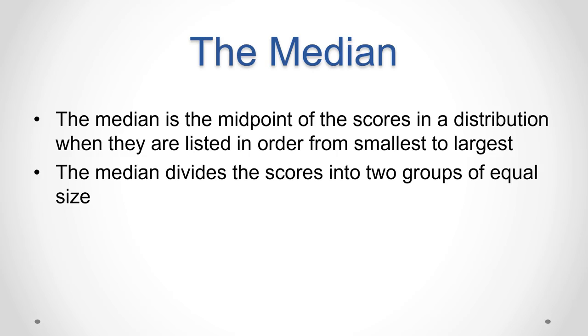Step 3, if the number of observations is odd, then the median is the data value that's exactly in the middle of the data set. Step 4, if the number of observations is even, then the median is the average of the two middle observations in the data set. This means that the median is the average of the middle data values.